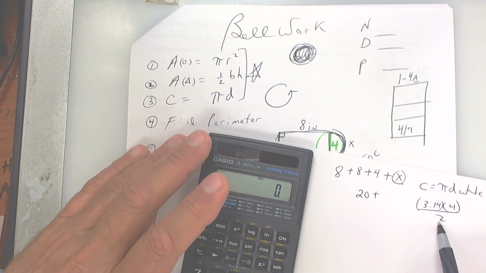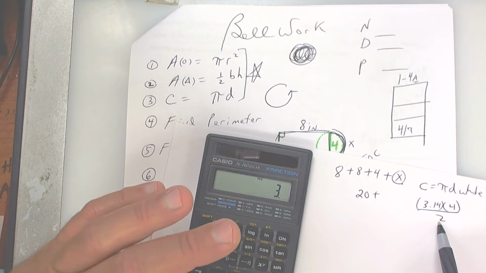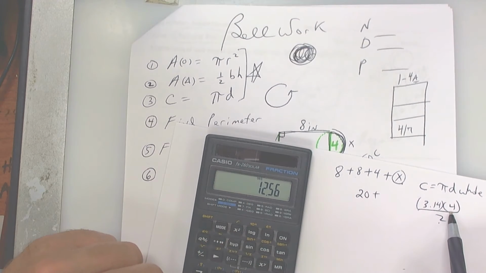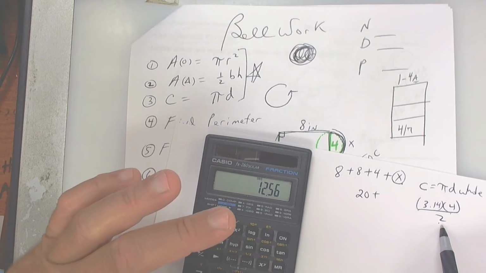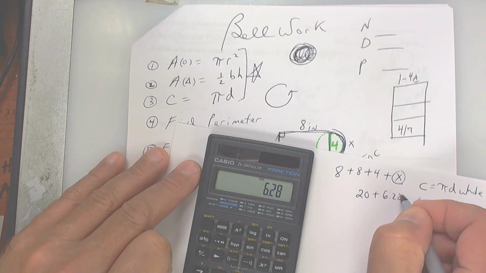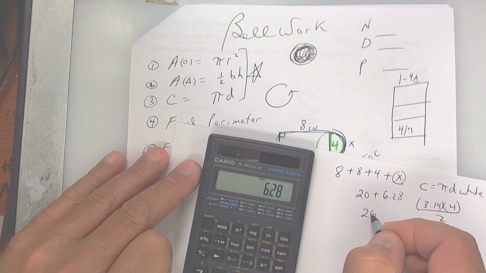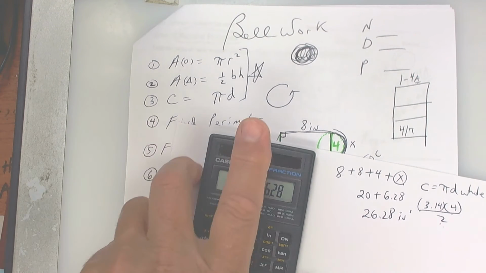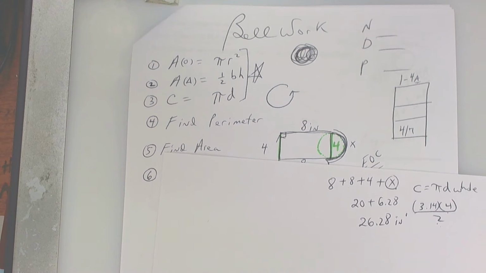And then you do your work here. So 3.14. I want you to always divide last. All right, so get a number, press equal, divide by 2, and you get 6.28. And so when you add that up, you get 26.28. And this is perimeter, so it's just going to be inches. So it's 1 degree. Okay, you don't have to write the 1.